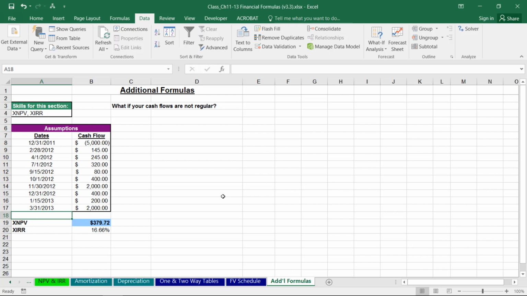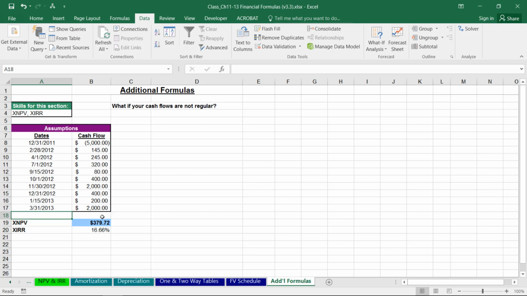What if your cash flows are not regular? Here you notice we have different cash flows. They can be positive and negative, and different dates: December 31st, February 28th, April 1st, September 15th, 12/31, 1/15, and so forth. So we have irregular payments and irregular dates, both.